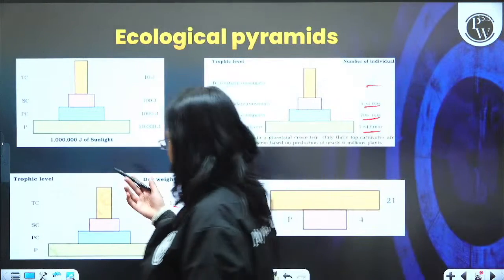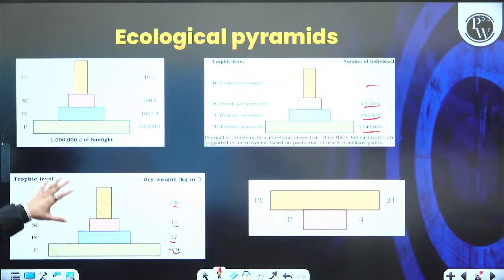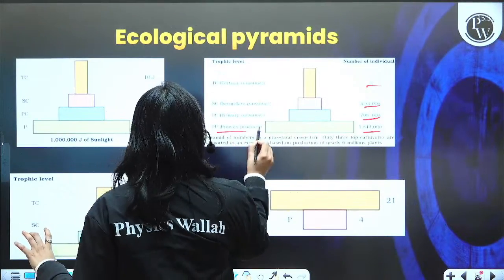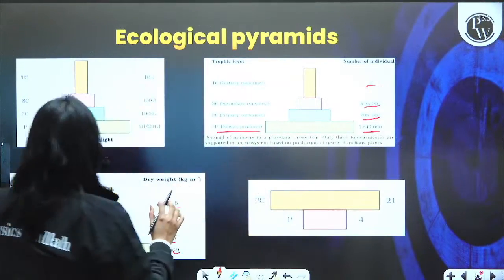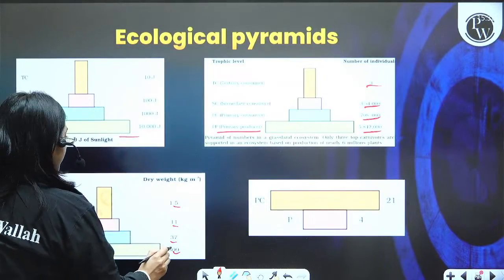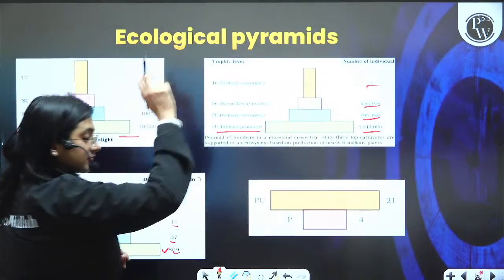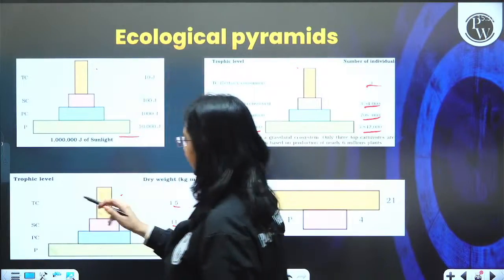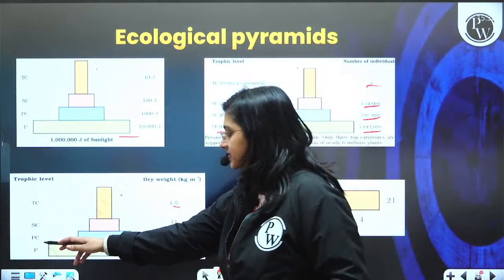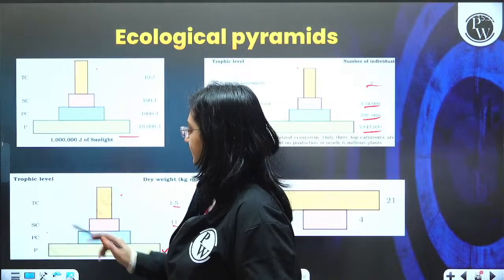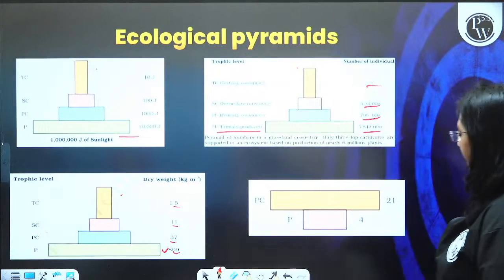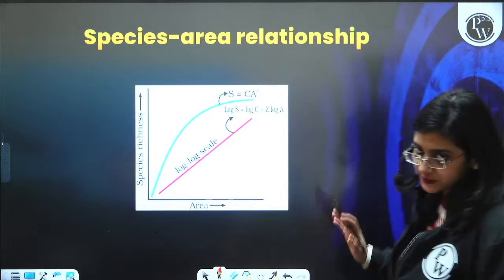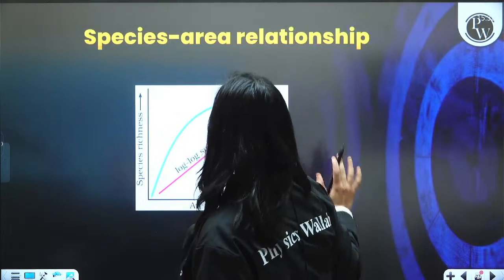And you should be able to draw it in this manner. Producer always comes at the base. Producer always comes at the base. And the tertiary consumers will be at the top. So TC tertiary consumer, P producer, PC primary consumer, SC secondary consumer. And also a question is being asked from the species area relationship.